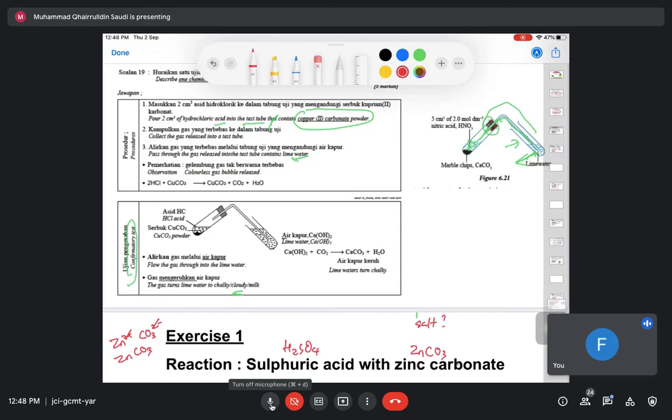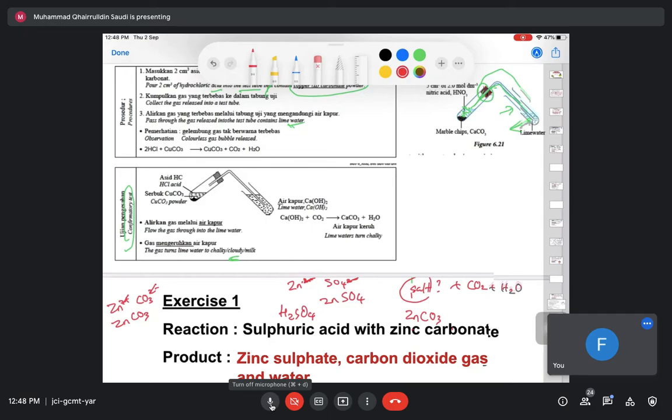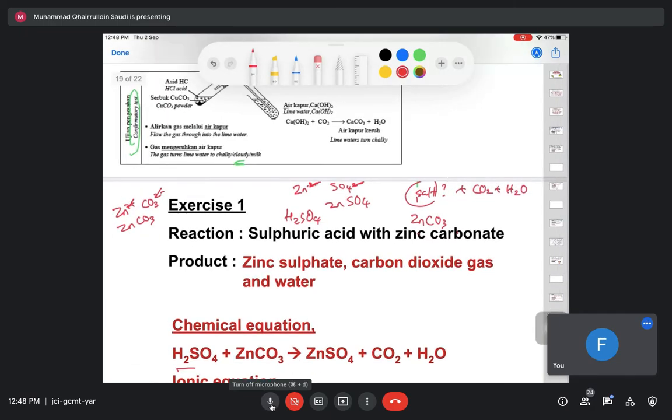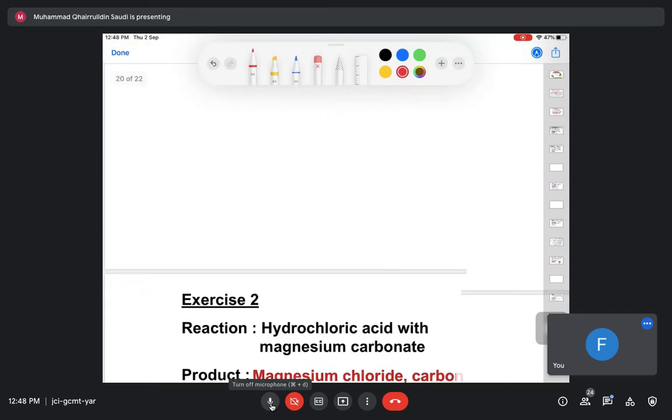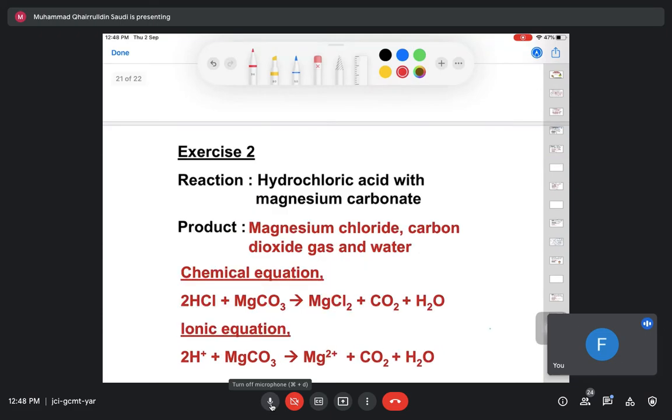And then the product will be salt, carbon dioxide and water. So how can we find the formula for the salt? Zinc sulfate. Ambil lah zinc ion and sulfate ion. Dua-dua bawa charge 2, sama, potong terus. So ZnSO4. Then write it down properly dalam chemical equation. There. And then check whether it's balanced or not. If it's balanced, then you are done. Okay. And then this one, last one, hydrochloric acid with magnesium carbonate.